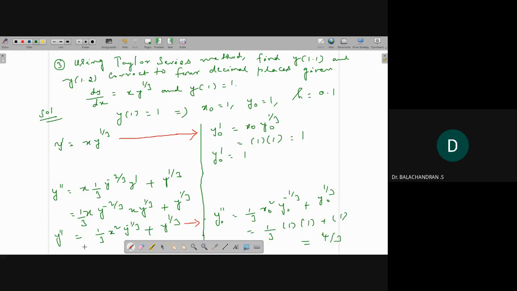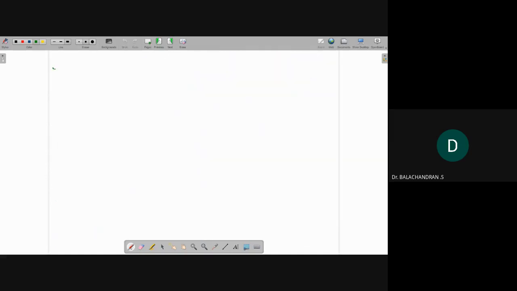Next you should find y triple dash. Okay, so please check it. I think you have 1 by 3 x square into y power minus 1 by 3, so I'm keeping x square by 3 as it is. To differentiate y power minus 1 by 3, you get minus 1 by 3 into y power minus 1 by 3 minus 1, that is minus 4 by 3 into y dash.